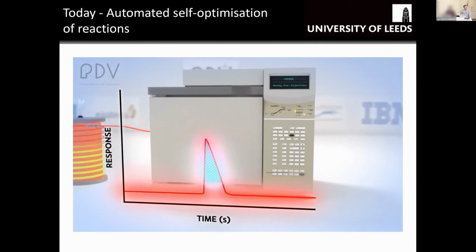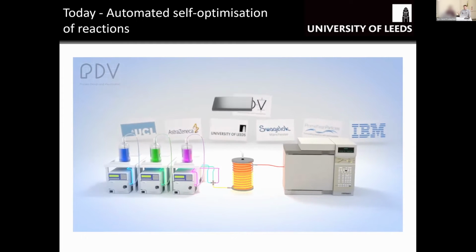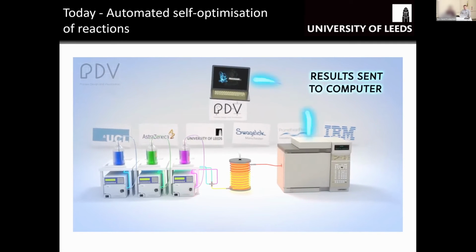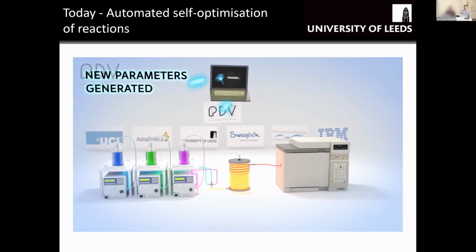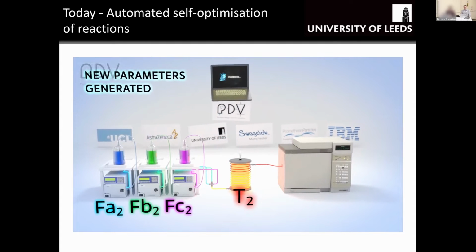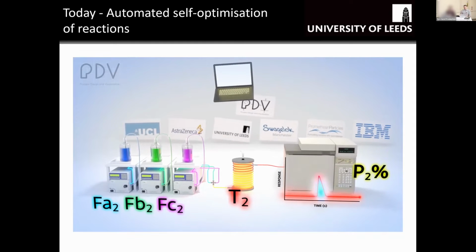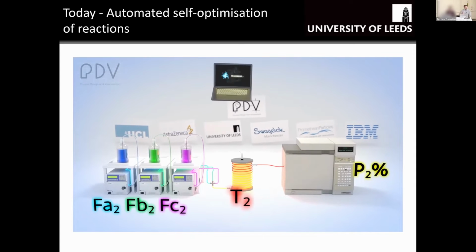Again, we have lots of different reactors and lots of different online analysis, but we read a product out. That product goes into a computer. The computer takes that output, in this case the amount of product, and then it works out what the next reaction should look like, what the next temperature should be, what the ratio should be, and then it looks at the product that we form from that, and then it goes back round and round and round.